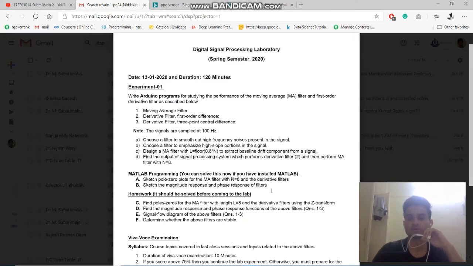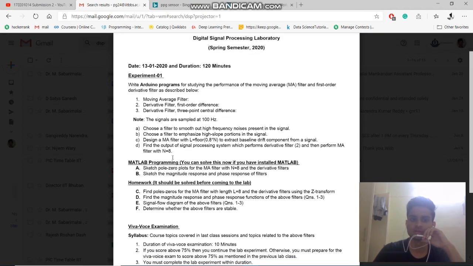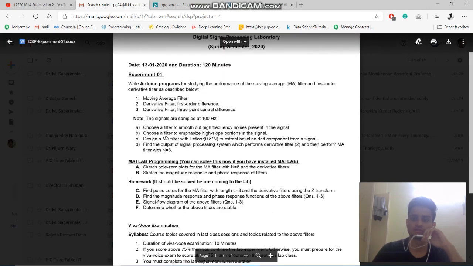So this was our experiment 1 of the DSP lab. We implemented these 4 types of filters, and we learned how to take input from a sensor, and to use the data from the sensor and filter and process that data. So this will be the end of our experiment. Thank you.